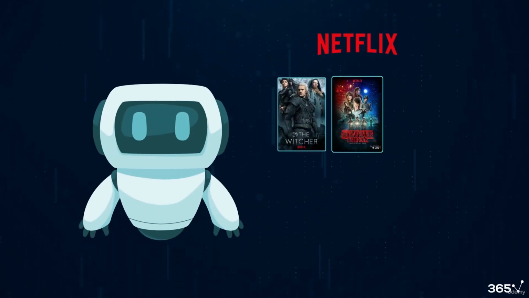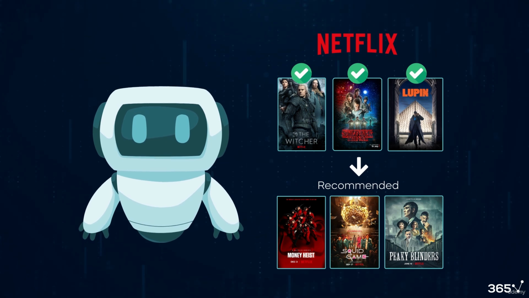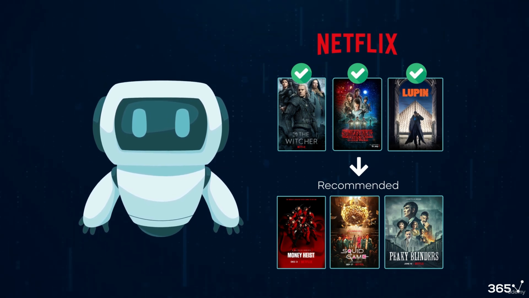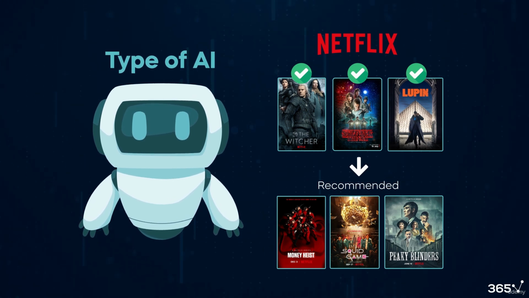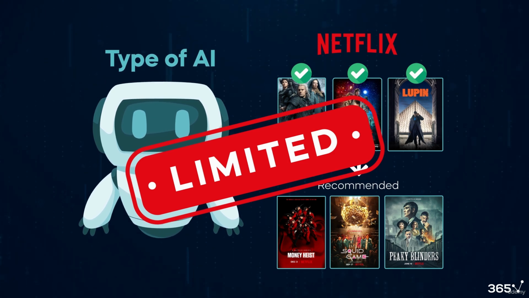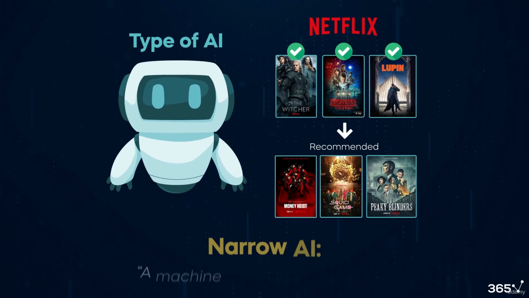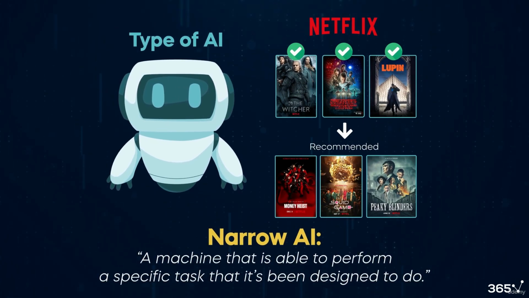In our last lesson, we discussed a machine learning algorithm that predicts movie recommendations from your viewing history. We described this as a form of artificial intelligence, but we can agree that this is limited intelligence. The machine can perform a specific task that it's been designed to do. We call this type of artificial intelligence narrow AI. This type of AI is already integrated into our daily lives and has proven valuable for businesses.